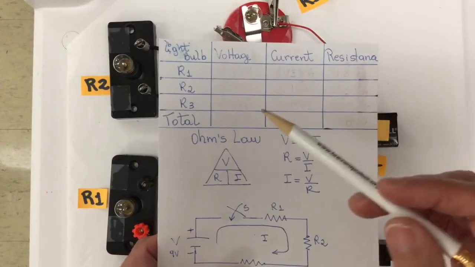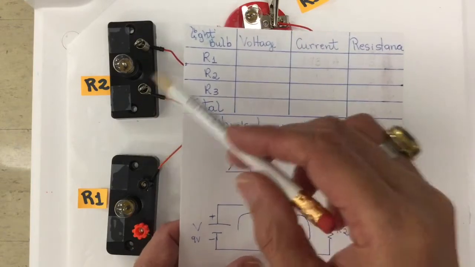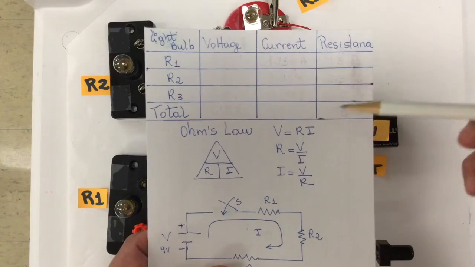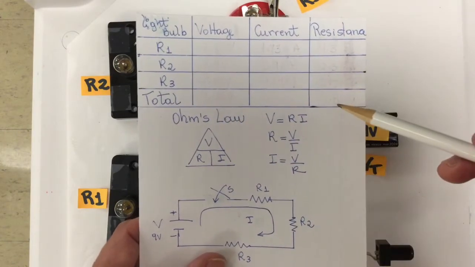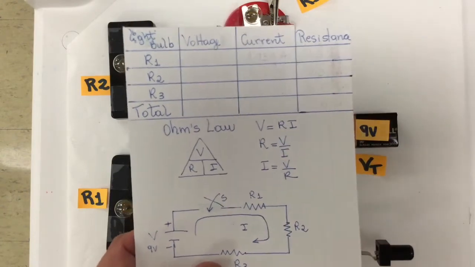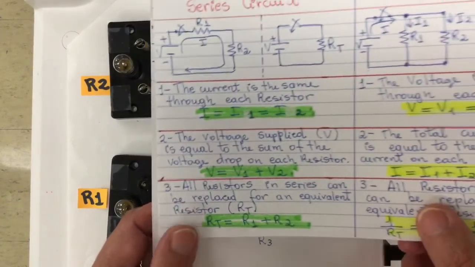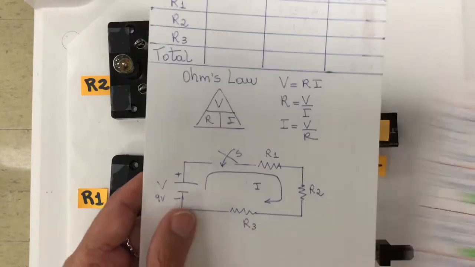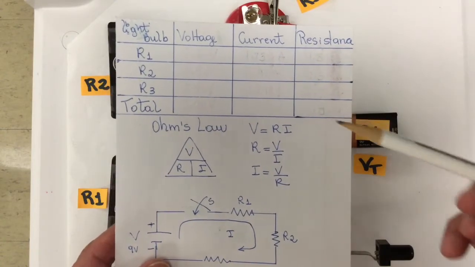Once you have measured and recorded each resistance for the light bulbs, these columns should be completed. For the total resistance, you need to follow the notes from this poster on how to calculate the total resistance. So this section you need to calculate.